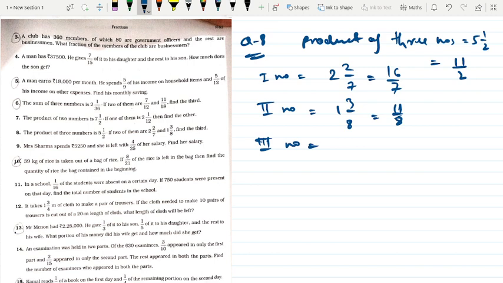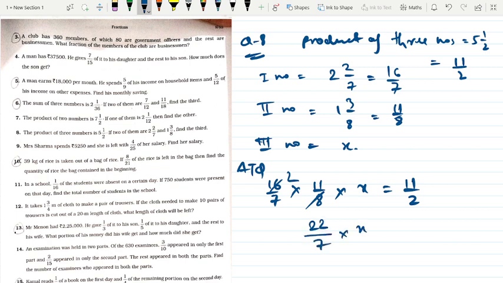We need to find out that third number. Okay, so let's suppose that it is x. By these 3 numbers we multiply and the product will be 11 upon 2. So write it down according to the question: 16 upon 7 multiplied by 11 upon 8 multiplied by x is equal to 11 upon 2. So just solve this. 8 twos are 16, so 22 upon 7 into x is equal to 11 upon 2. The value of x will become 11 upon 2.